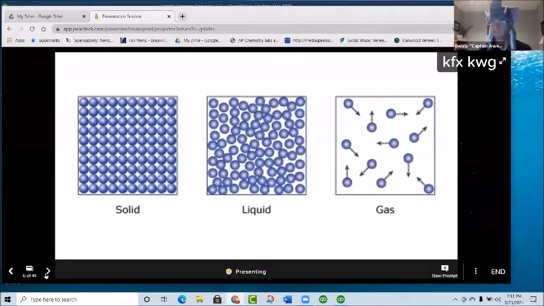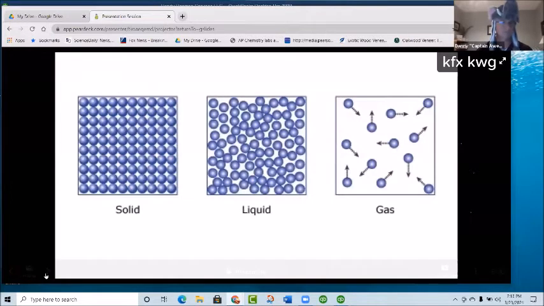So solids, liquids, and gases. Notice the solids are very tightly packed together. They cannot move past each other. Doesn't mean they're not moving. Solids are vibrating. So solids do have movement. They do have kinetic energy, and their kinetic energy is tied to their temperature. So the warmer it is, the more kinetic energy it has. And the more kinetic energy it has in general, the faster it's going.